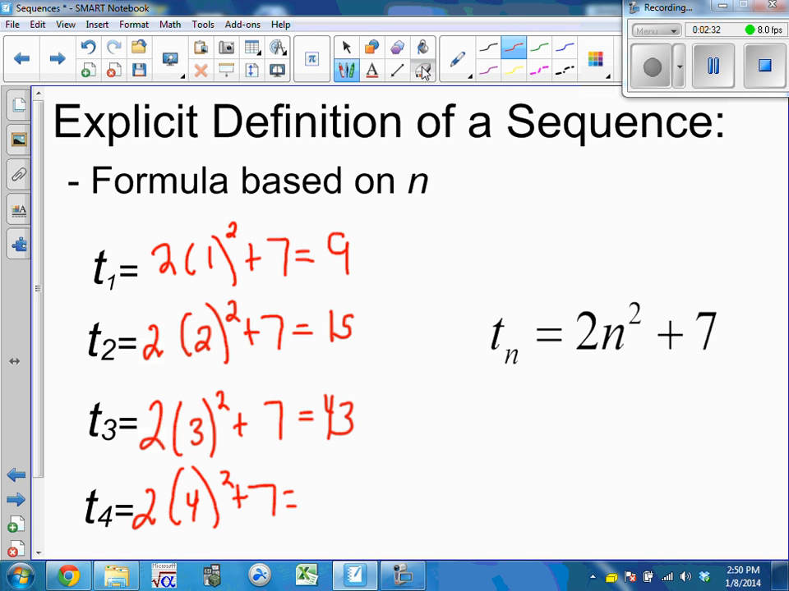And that one's wrong. Let's go back and change that. I didn't do my arithmetic very well. 3 squared is 9, times 2 is 18, plus 7 is 25. 4 squared is 16, times 2 is 32, plus 7 is 39.